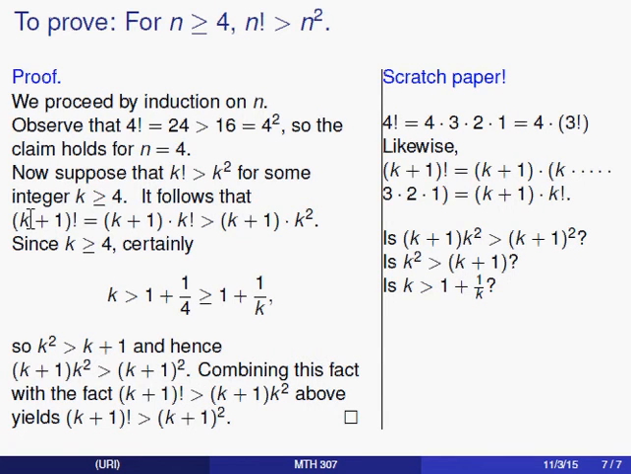Now I know that k plus 1 factorial is greater than k plus 1 times k squared, and I just got done showing that k plus 1 times k squared was greater than k plus 1 squared. So once I put those two facts together, I get that k plus 1 factorial is greater than k plus 1 squared, and my induction proof is over.